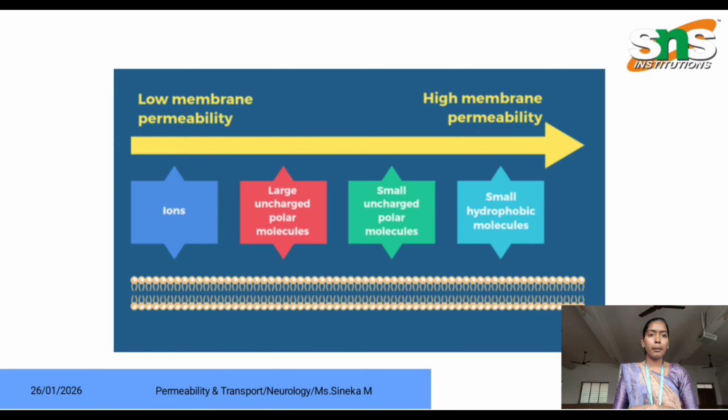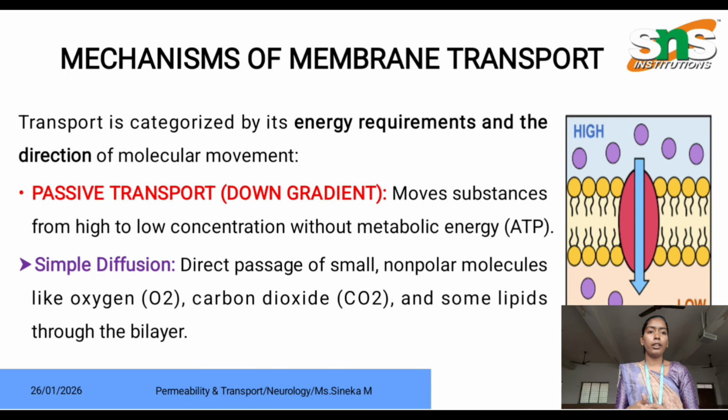From low membrane permeability to high membrane permeability: the ions and large uncharged polar molecules will be restricted, small uncharged polar molecules will enter into the cell, and small hydrophobic molecules also will enter into the cell. Usually the cell membrane will allow the smaller molecules and restrict the larger molecules. Larger molecules need some energy, active transport, to enter into the cell.